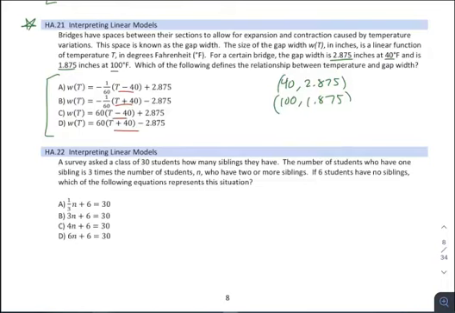So if I look at this problem right here, what I know is that when t is 40, my output has to be 2.875. So notice when I put in a 40 for my t on each of these cases, when I get 40 minus 40, that's 0. 0 times anything is 0 plus 2.875. This actually works. So I have to consider this as a potential solution.